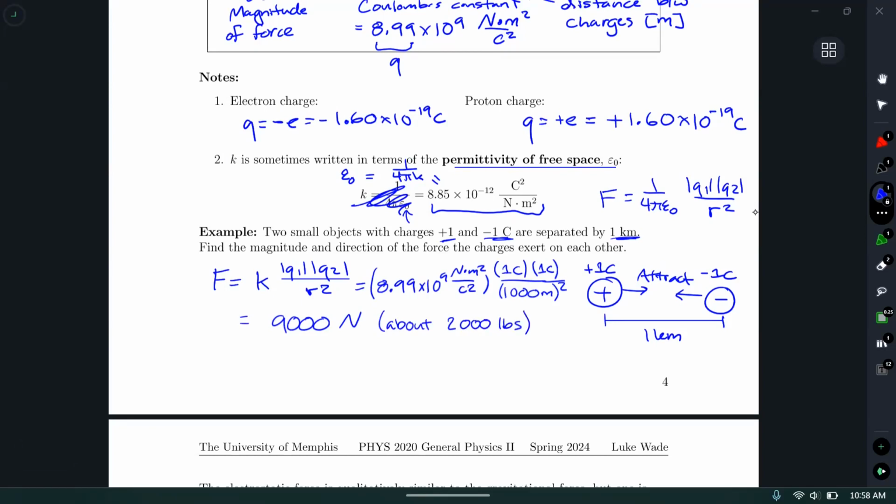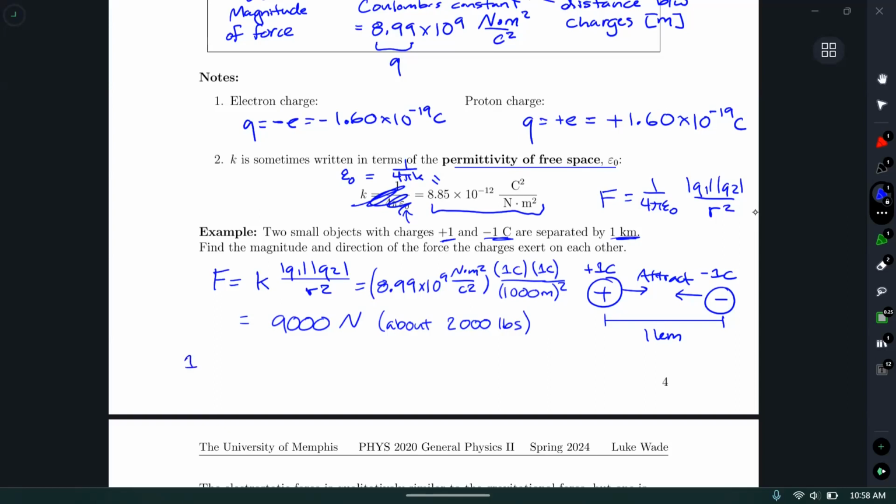So if you take these big balls of charge and put them 1,000 meters away from each other, so that's close to a mile, right? 3,000 feet, 2/3 of a mile-ish. You're still going to have a 2,000 pound force of attraction between them. So you don't want to be standing between those two charges if this happened.